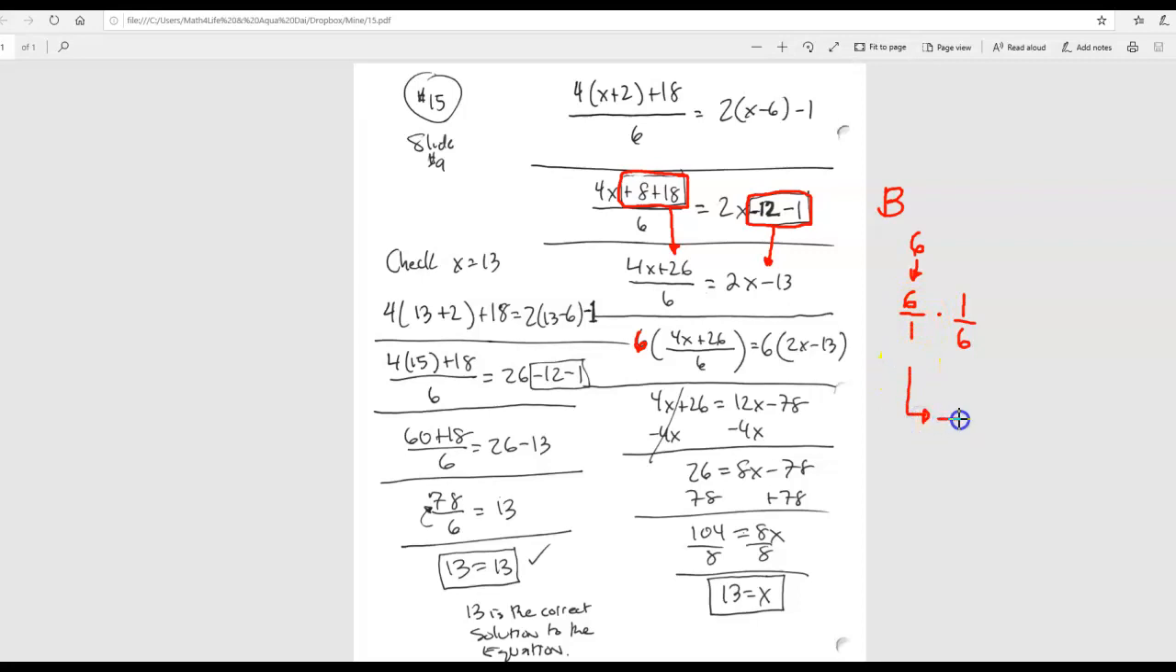Notice, 6, and I put 6 over 1. How many sets of 1 are in 6? 6. I turn that 6 into a fraction. How many sets of 1 are in 6? 6. I think you get the idea. So I can do that.